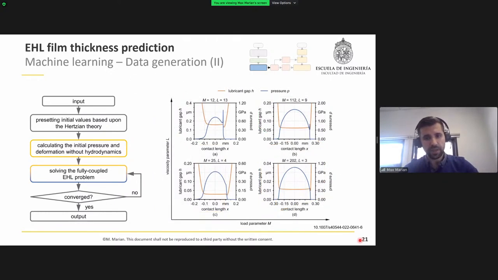The results of the EHL simulation might look, for example, like this. Here we see exemplary lubricant gap and pressure distribution for different load and viscosity parameters. Basically, we can see that the hydrodynamic or the elastic effects are more or less dominant depending on the parameters or the operating conditions.